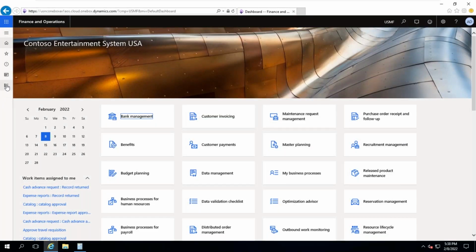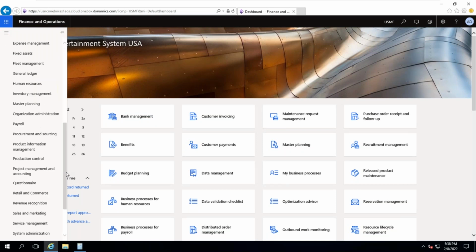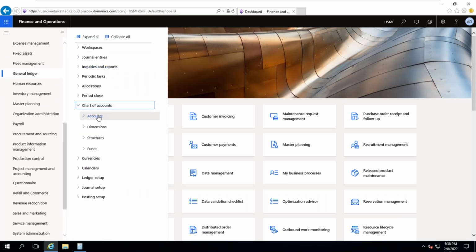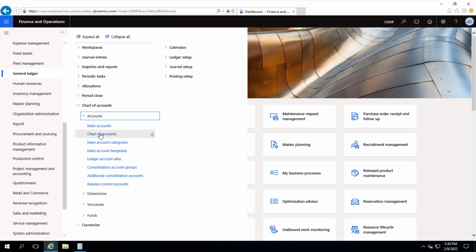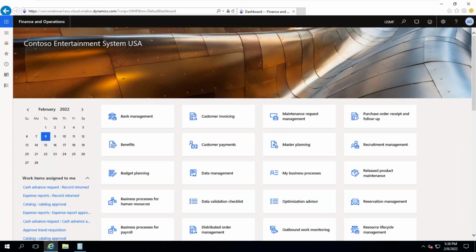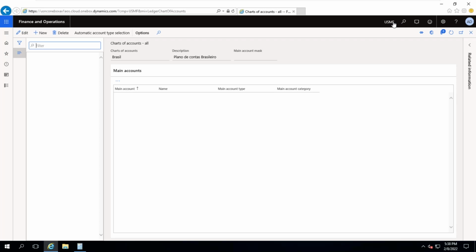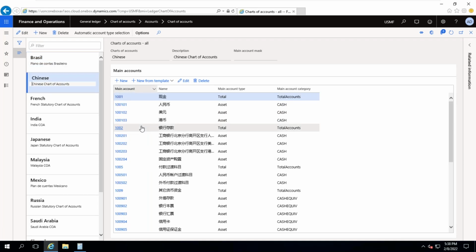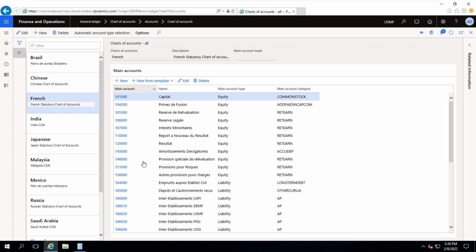So if you go here, general ledger, collapse all, chart of accounts. We are in the USMF company. In this, Brazil is one chart of accounts. They are following 1, 1.1, 1.1.1, like this. Chinese is following a different chart of accounts. French people are following differently.